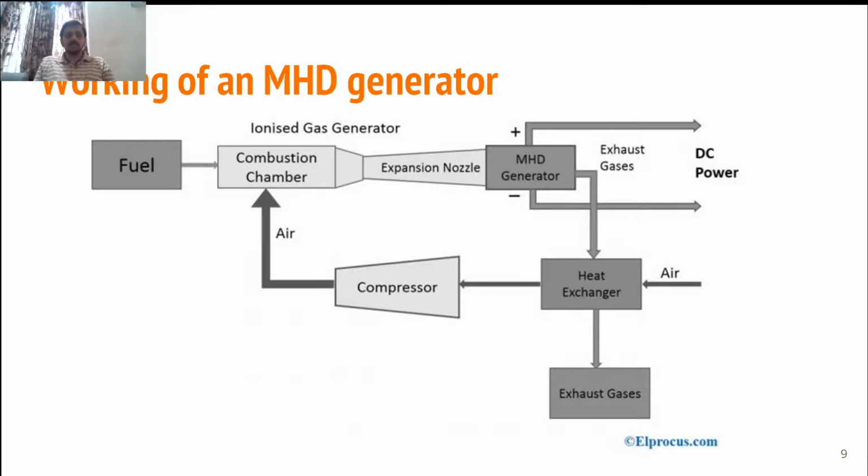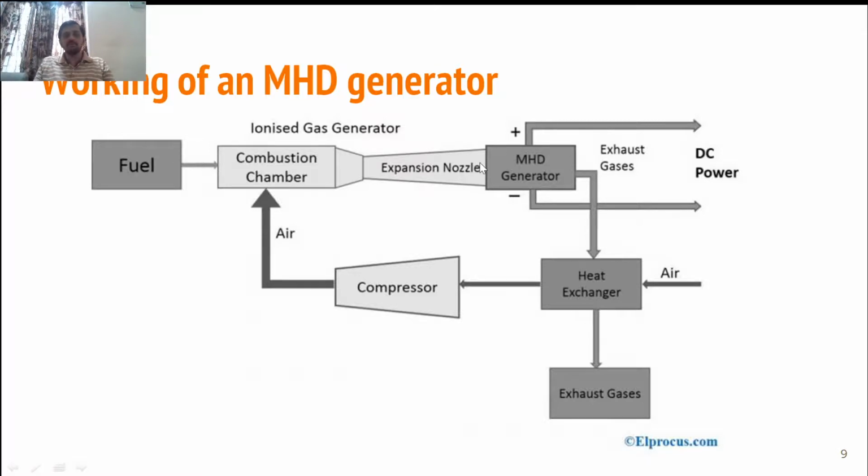So this is the working in the block diagram. You have the fuel, it can be coal or nuclear energy or any other fuel, non-conventional or conventional fuel, which will be burned in a combustion chamber to release heat. The combustion gas will be allowed to go through an expansion nozzle so that the velocity will be increased at the expense of its pressure energy. Pressure will be decreased and the velocity will be increased.